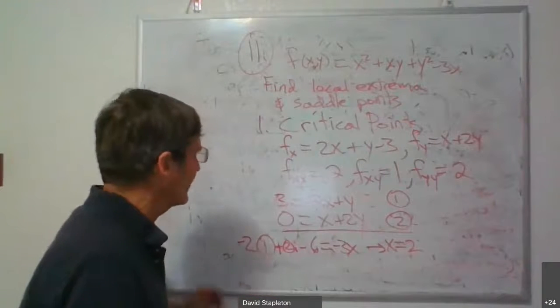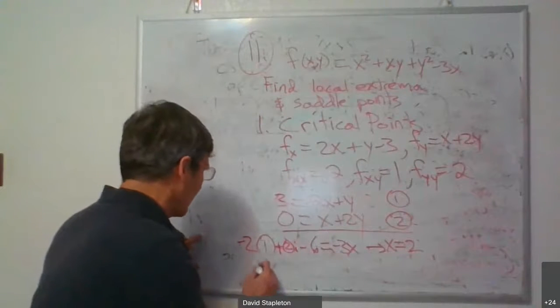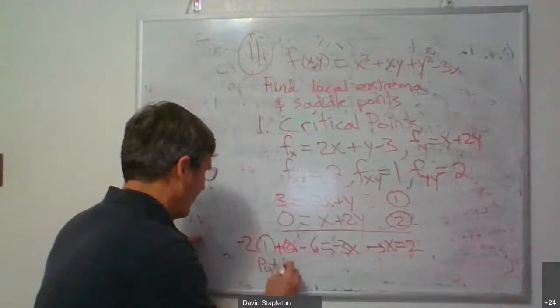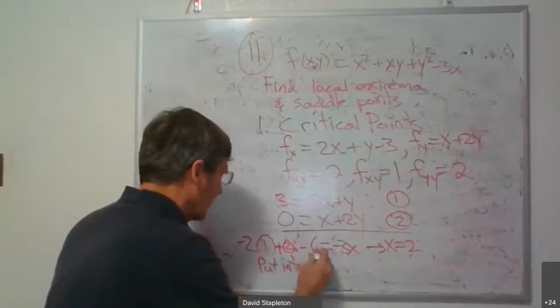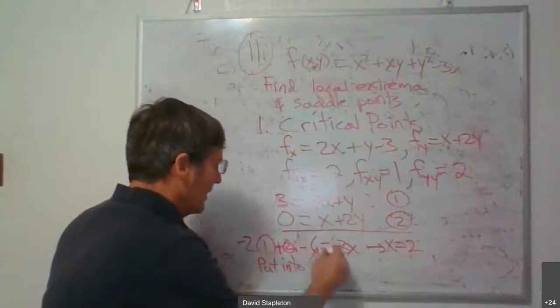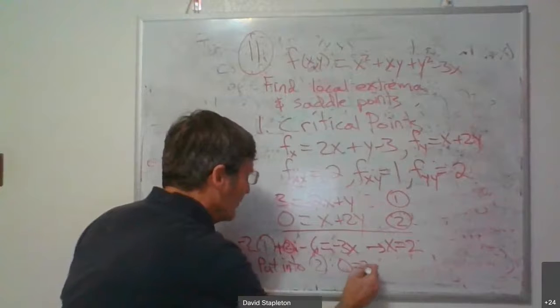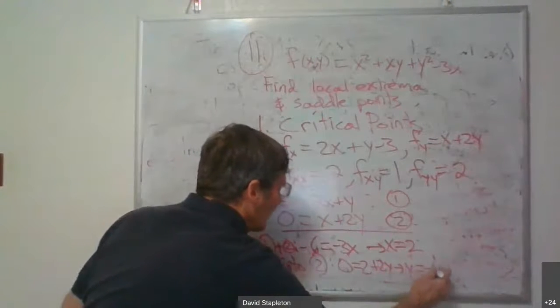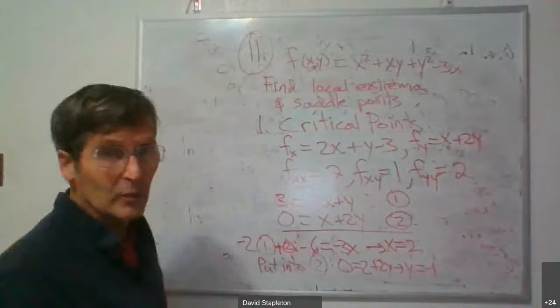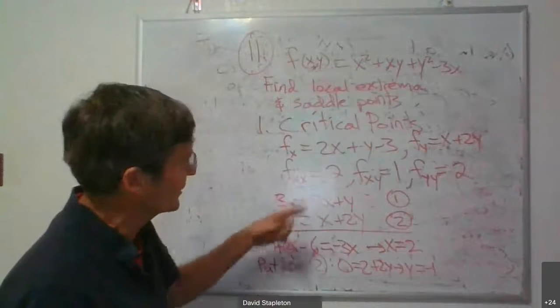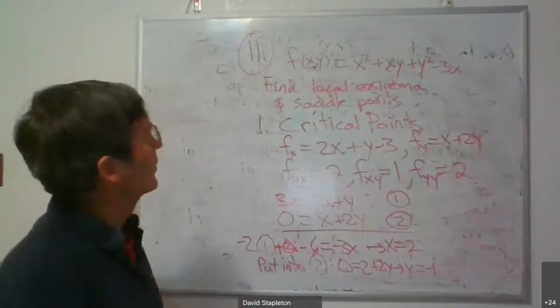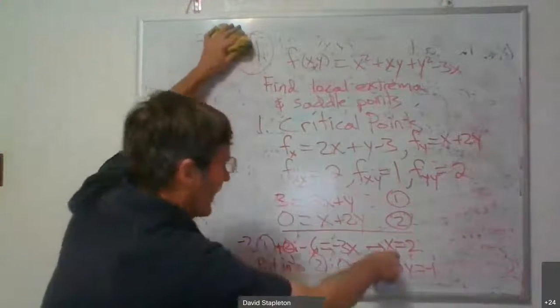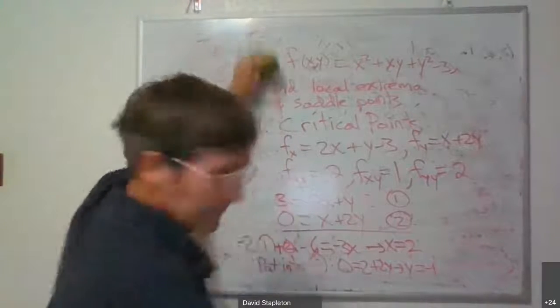Now I can plug this into either equation. Let's put it into 2. That looks like the easier one. Then I get 0 equals 2 plus 2y. Evidently, y equals negative 1. That's our critical point. There's only one. Only one place where both these equations are satisfied, where both partial derivatives are 0. It's at the point x equals 2, y equals minus 1.